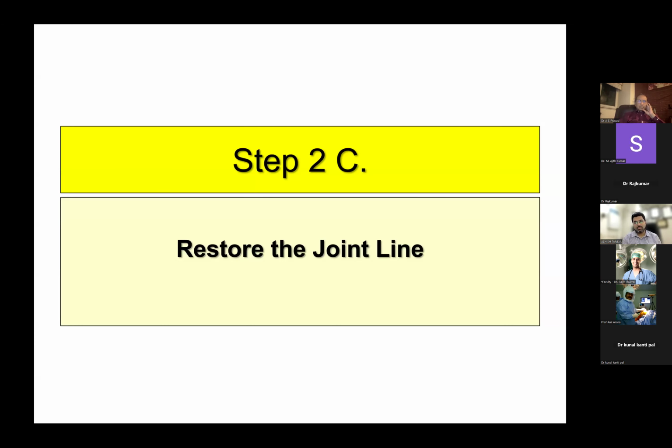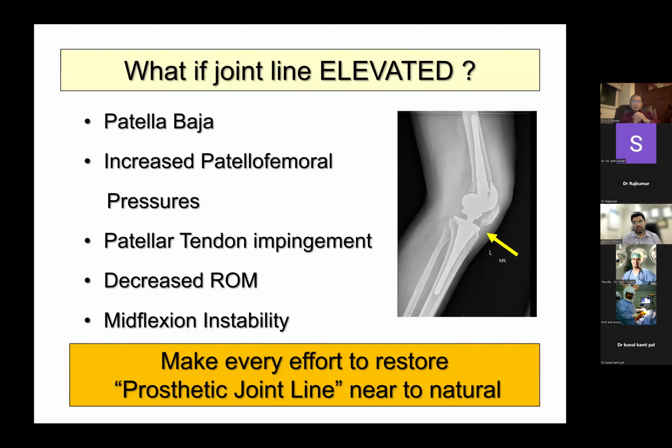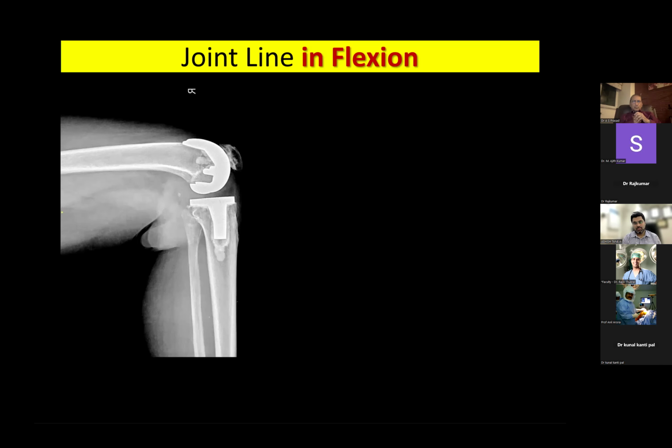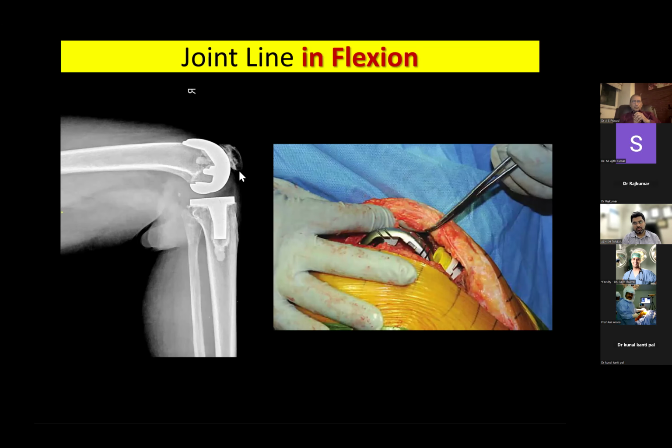Now, restoration of joint line, I will not dwell on much, because Dr. Prasad has already pointed it out. It's very, very important. It is paramount to make every effort to restore prosthetic joint line near to natural. If you elevate, there'll be a problem. How do you do it? What are the tips? See, when the knee flexes, your joint line should be distal to the lower pole of patella. This is what is desirable. You should make every effort to bring your joint line distal to the lower pole of patella.